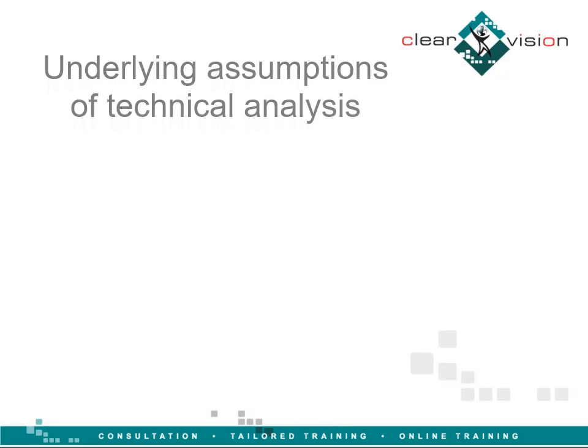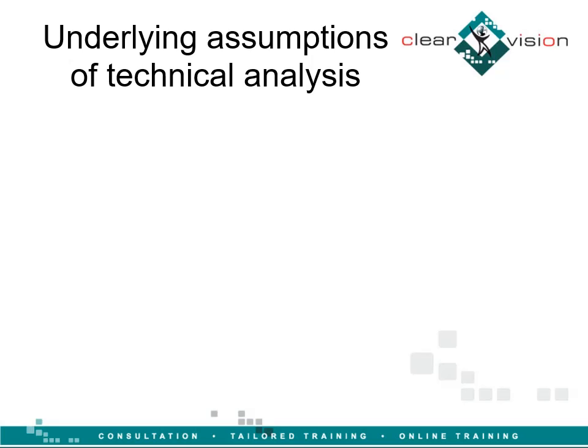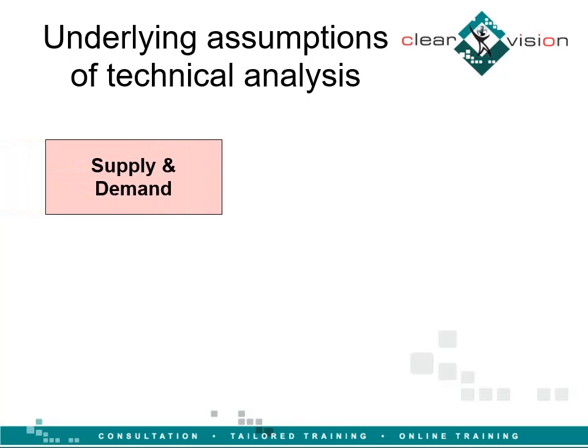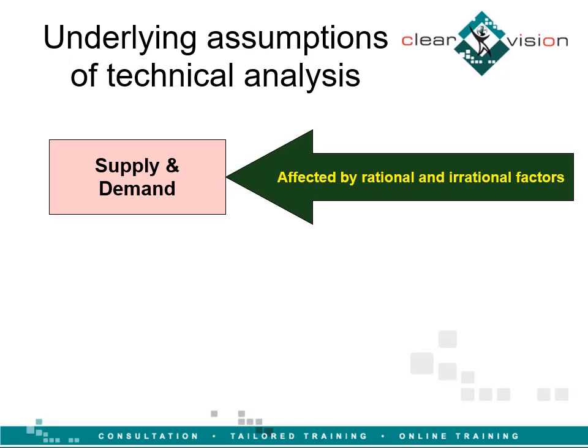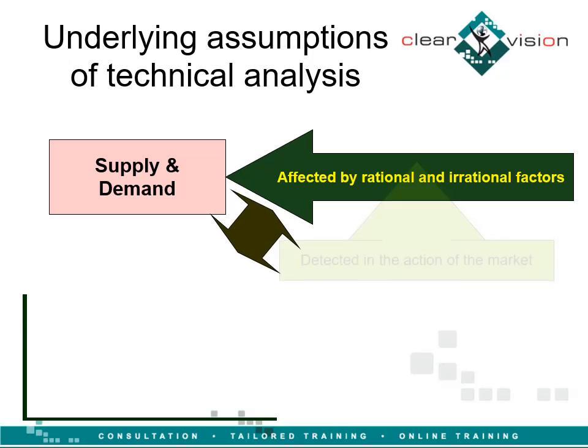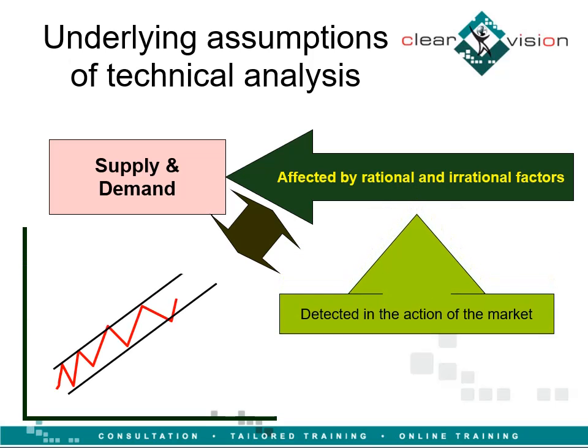There are several underlying assumptions behind technical analysis. First, the market value of any good or service is determined solely by the interaction of supply and demand. The supply and demand itself is governed by numerous rational and irrational factors. No matter what these factors are, they will be detected and reflected in the action of the market. Due to that, the market moves in trends regardless of minor changes.